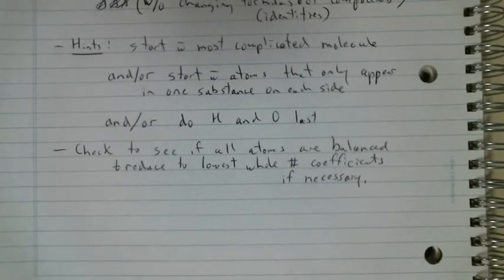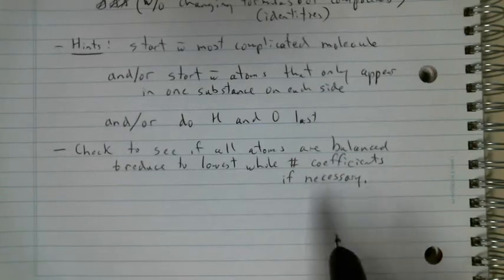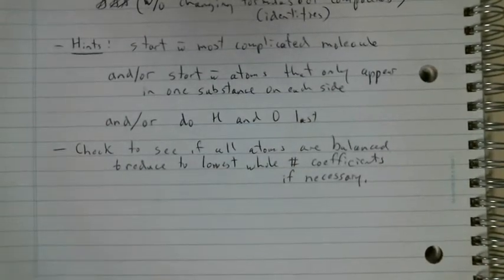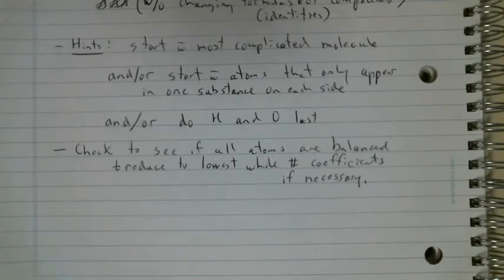Now, it still would be balanced even if they're not the lowest whole number coefficients. But in Gen Chem, they tell us they have to be the lowest whole number coefficients. And of course, on WebAssign, it's got to match what's in the key. So let's do an example. Let's do an example and see if that helps.